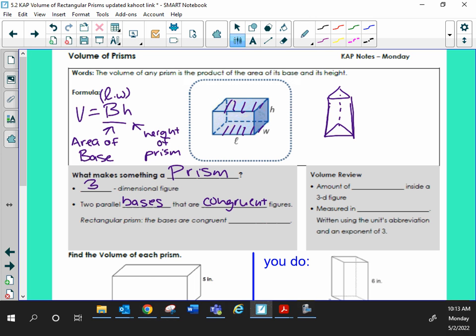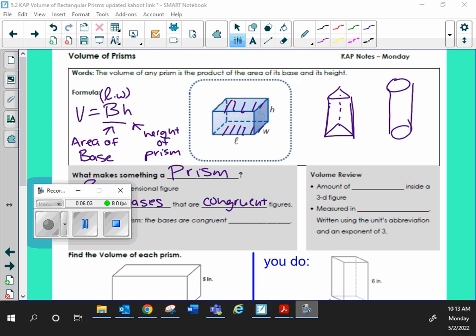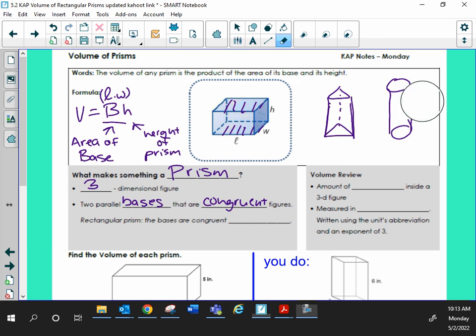If Miss Lila was better at drawing, would we have two congruent parallel bases? Yes, they would both be, the bases would be what shape? The triangles. If I had a cylinder, the two bases would be the circle. Okay, are y'all good with that? All right, so that's the definition of a prism.